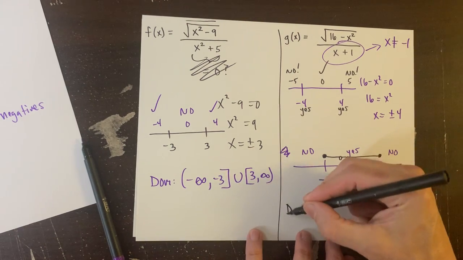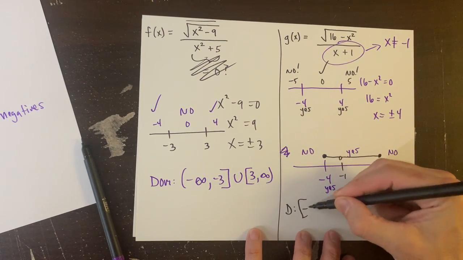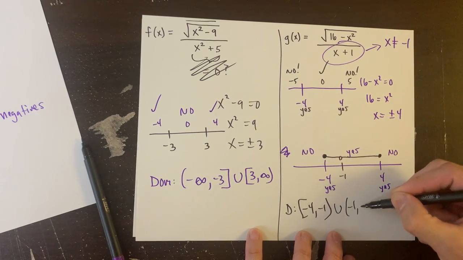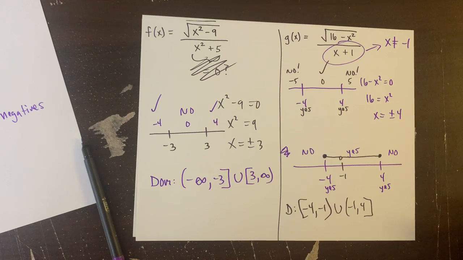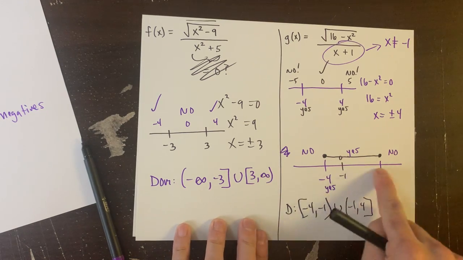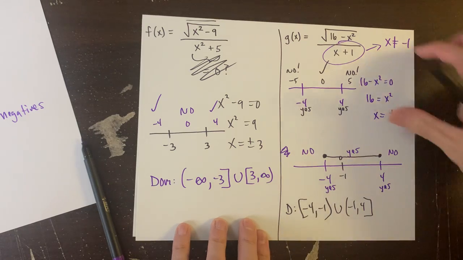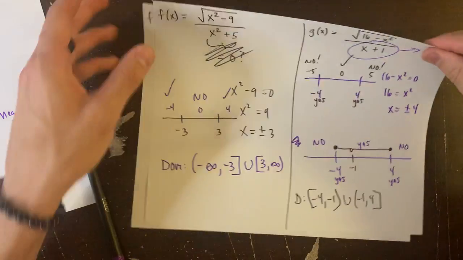So let's see. So this answer, that domain would be like this. From negative 4 to negative 1, union from negative 1 to 4. You see what that's saying? That's including all the stuff between the 4s except for the negative 1. Okay, we're almost there. Let's try one more.